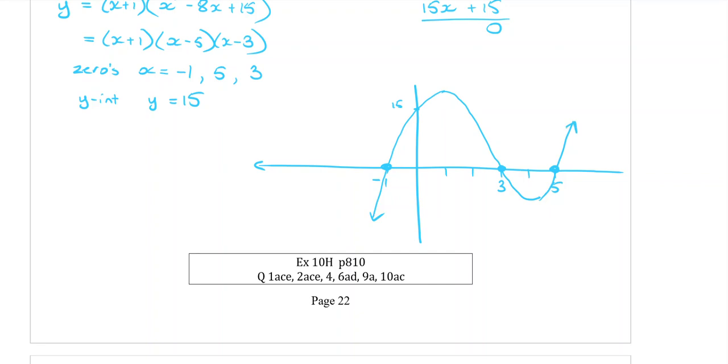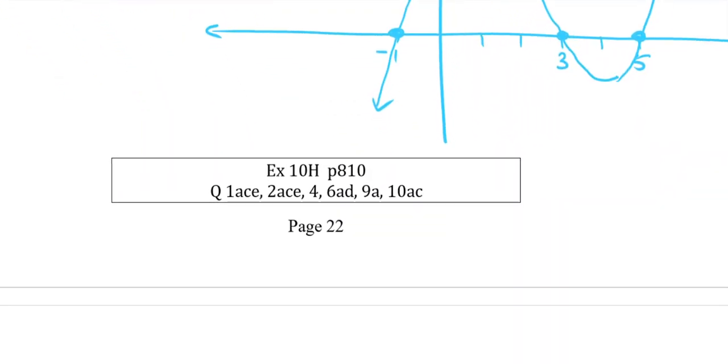Okay, so that's it for today. You can do exercise 10H.